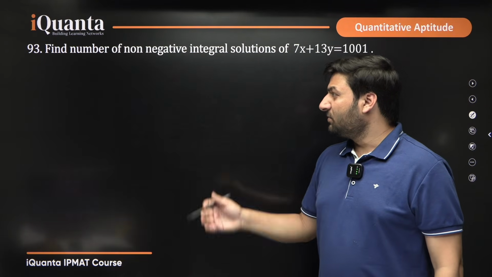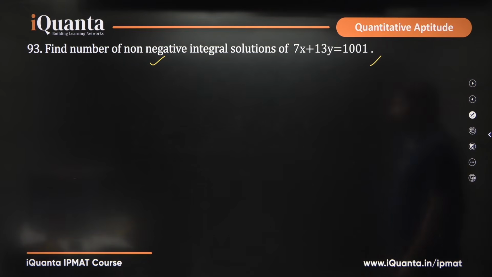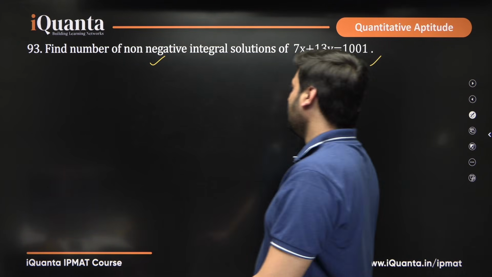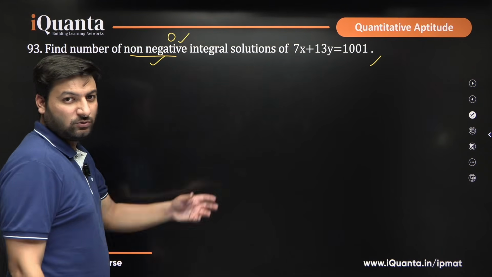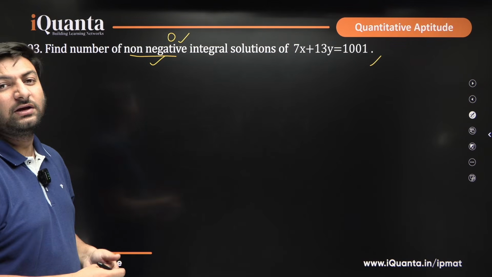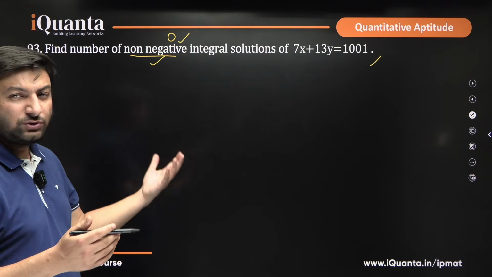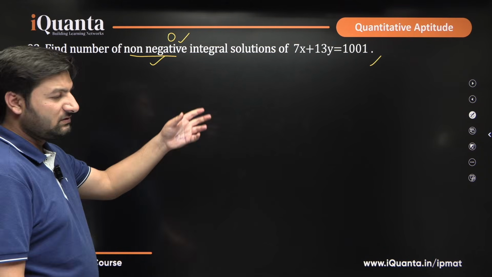We have to start from this question. Find the number of non-negative integral solutions of 7x plus 13y equal to 1001. Obviously it says non-negative integral solutions, that means 0 is allowed. How to do such questions? There are two ways. One is a longer way, and another way is through shortcuts. Shortcuts have to be applied very carefully. First of all, we will talk about the long method.